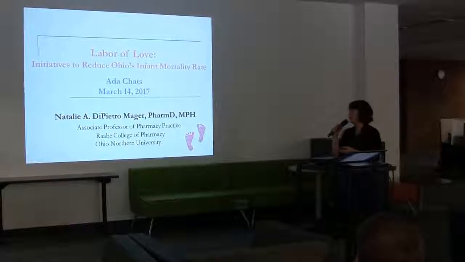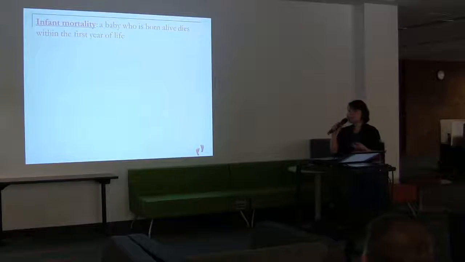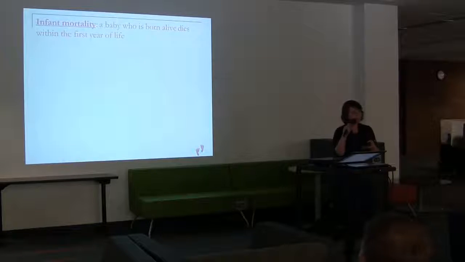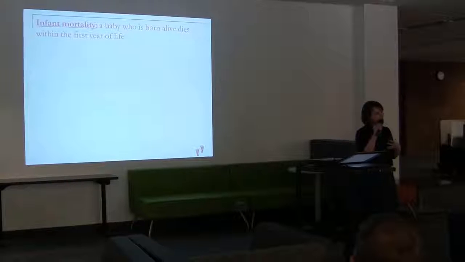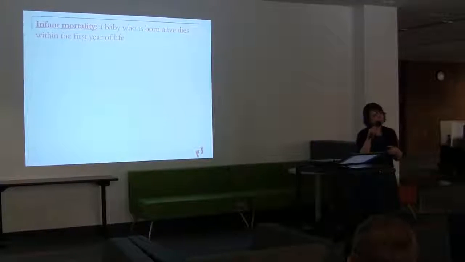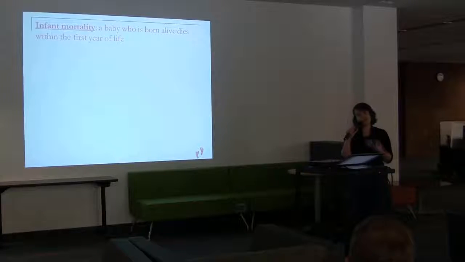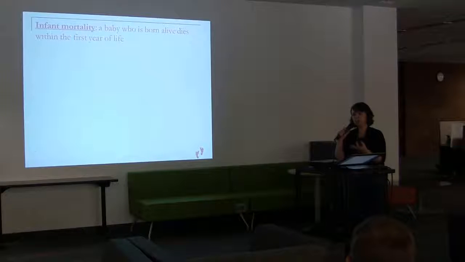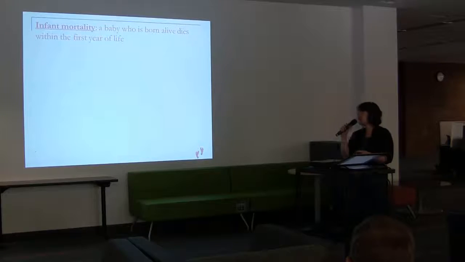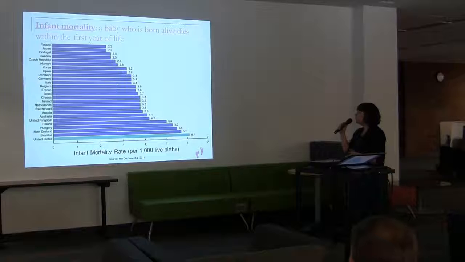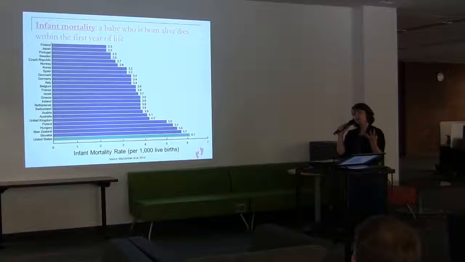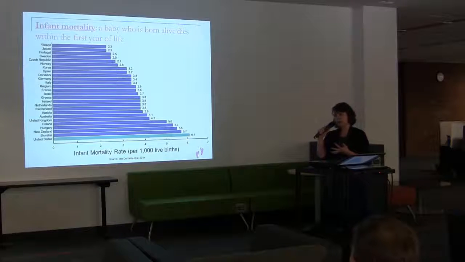Mortality rate, especially here in Ohio. So when we talk about infant mortality, what we're really referring to is when a baby who is born alive dies before its first birthday. So infant mortality is a baby that is born alive but does not live past his or her first year of life. And at the population level, we look at what we call infant mortality rates. And this is, on average, how many babies die before their first birthday for every 1,000 babies who are born alive within that population.